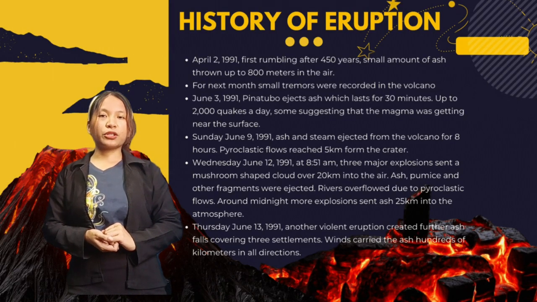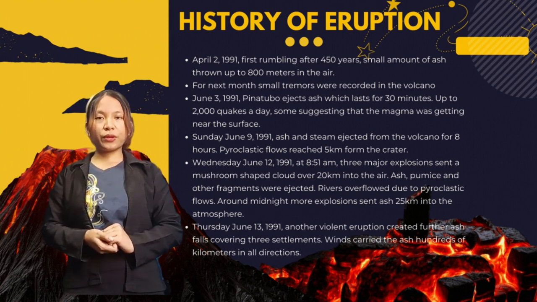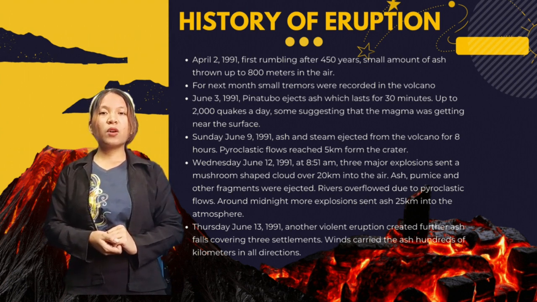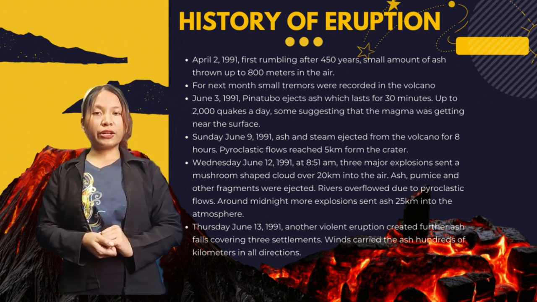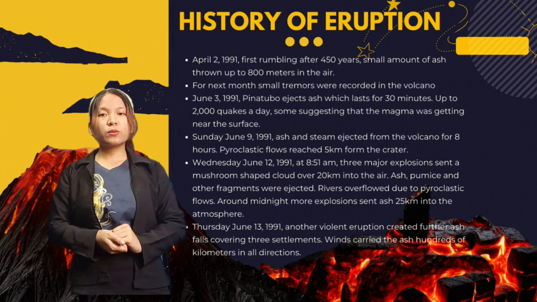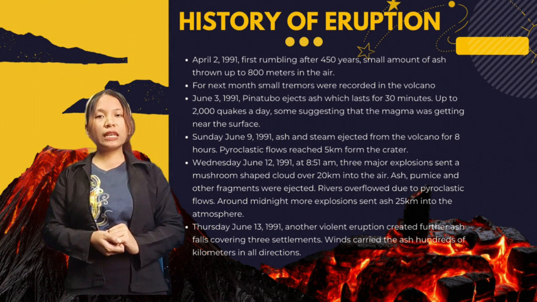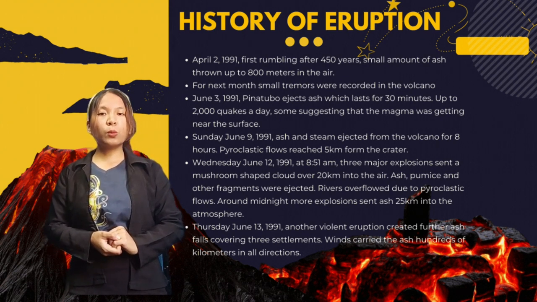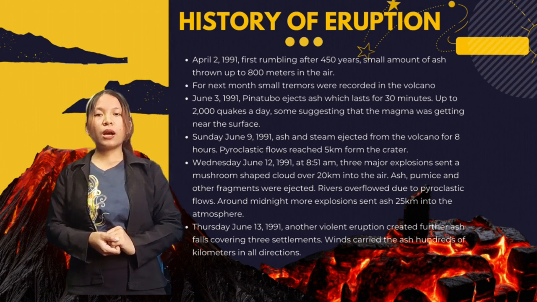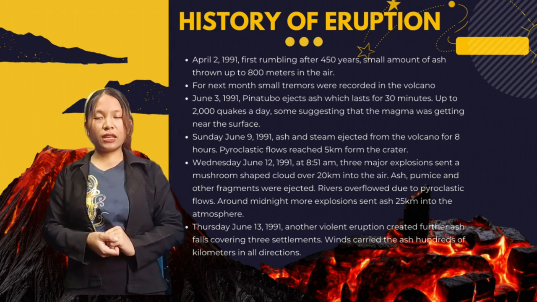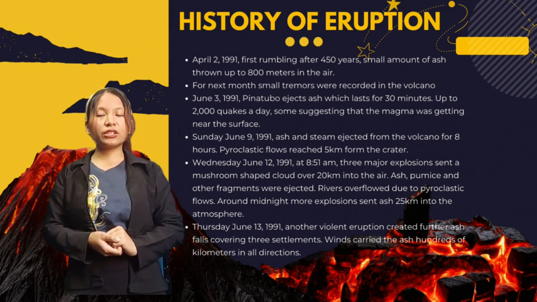History of eruption. April 2, 1991, first rumbling after 450 years, a small amount of ash thrown up to 800 meters in the air. For the next month, small tremors were recorded in the volcano. June 3, 1991, Pinatubo ejects ash which lasts for 30 minutes, up to 2,000 meters a day. Some suggesting that the magma was getting near the surface.